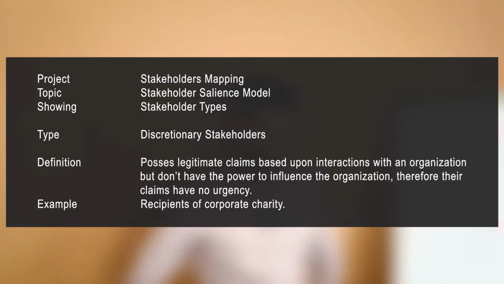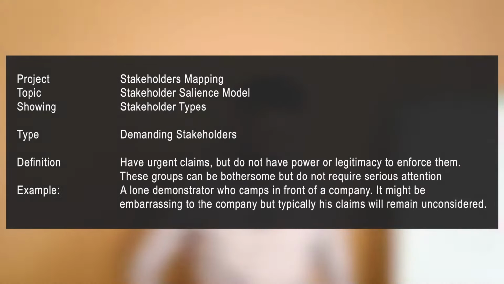For example, these are the recipients of corporate charity. And the third category, the demanding stakeholders, they have very urgent claims but do not have the power or the legitimacy to enforce them. These groups can be bothersome but do not require serious attention. For example, a lone demonstrator who camps in front of a company. It might be embarrassing for the company, but typically his claims will remain unconsidered.